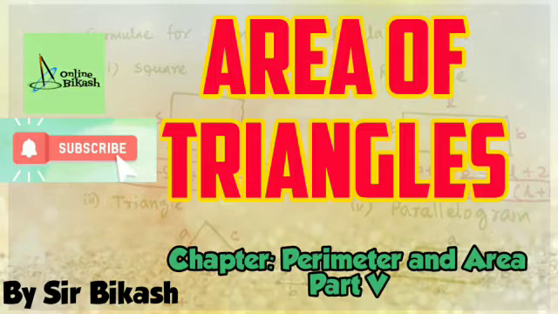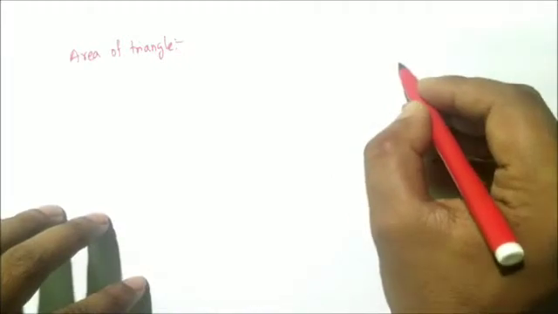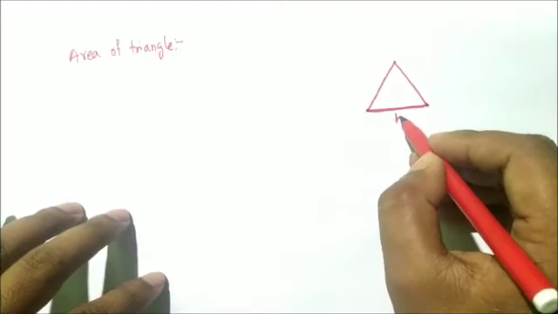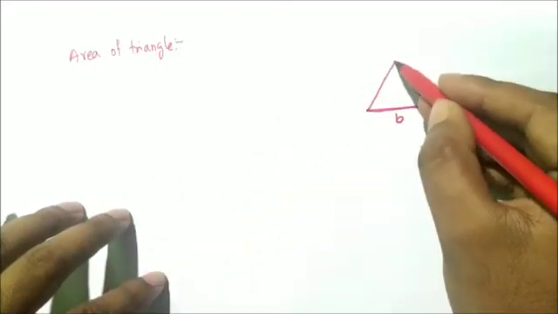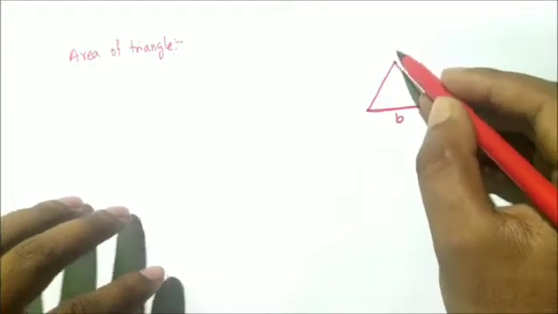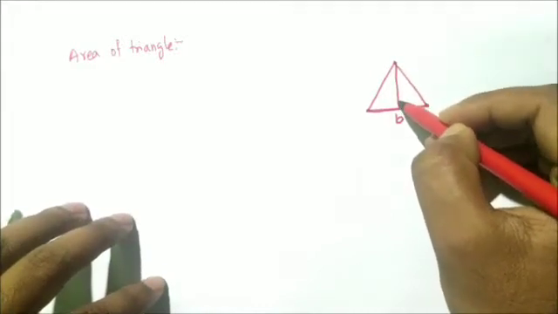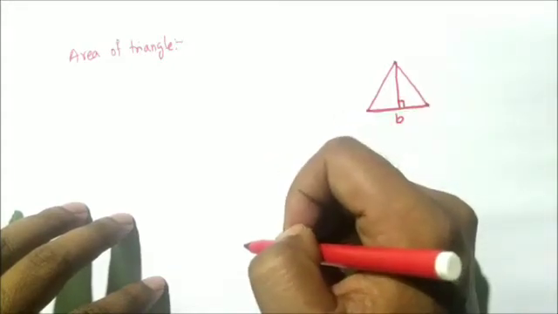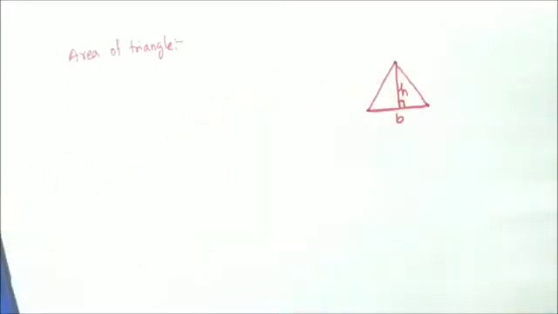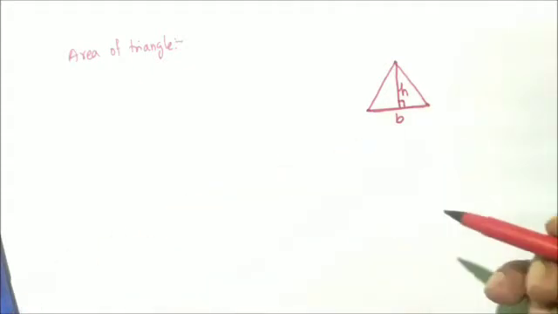So first of all, let us see how to find the area of a triangle. Now you see, this is a triangle. This is called the base. And from the vertex, if you draw a perpendicular on its opposite base, then it is the height or altitude, right? So it is the height of the triangle.